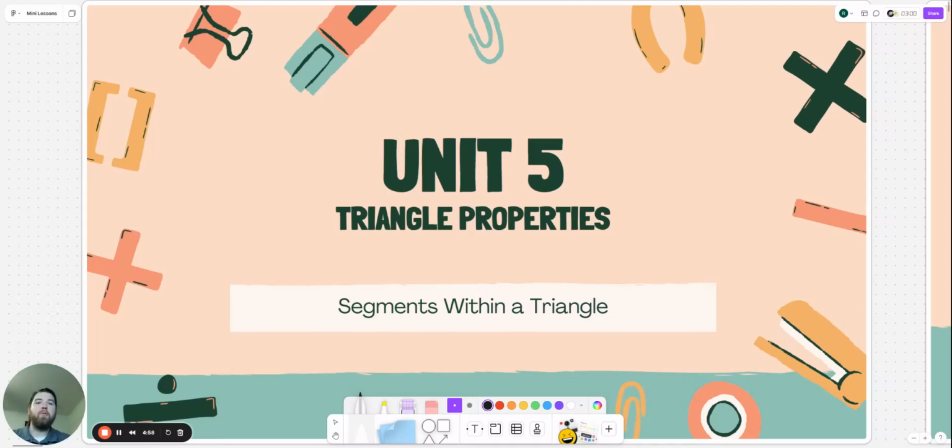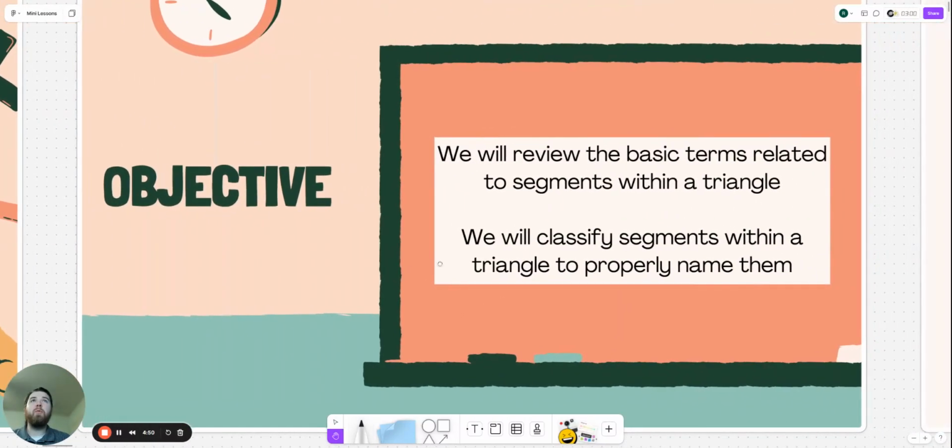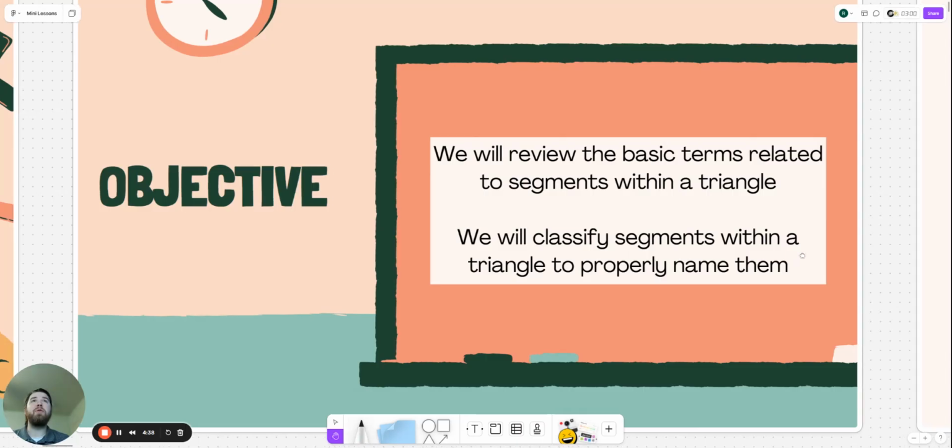Alrighty, we are taking a look at triangle properties. Specifically, we're going to be looking at segments within a triangle. So that's what we're going to be looking at today. Our objectives for today are that we want to be able to identify the basic terms related to segments within a triangle. And then we also want to be able to classify those, or basically just name them, to be able to use the different properties associated with them. So there's not a whole lot of work per se, but the vocab and the terminology is super important to know.